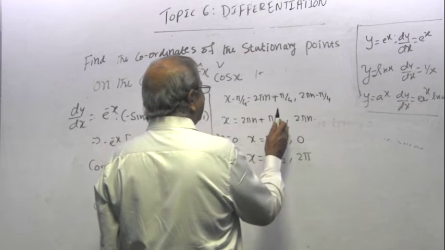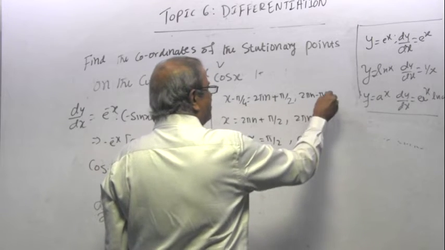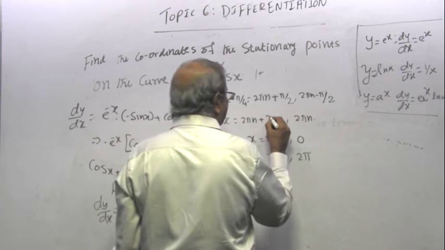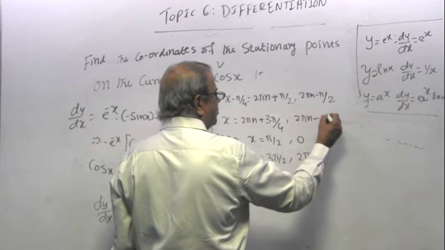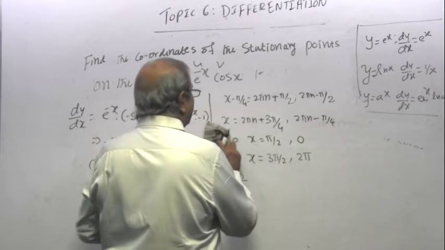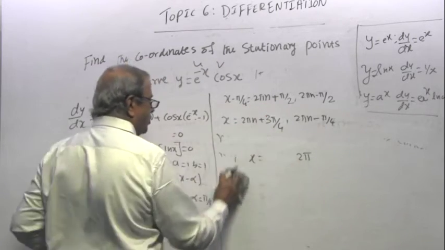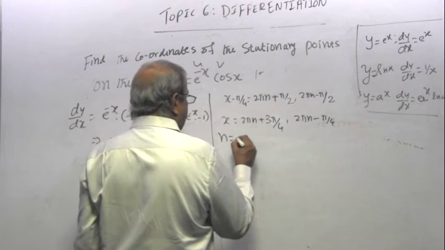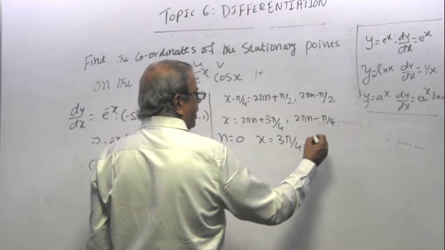Oops. This was pi over 2. That was pi over 2. I was wondering, where am I going wrong? Okay. That's 3 pi by 4 and that is minus pi over 4. Hey, one silly error. You know what? I wrote the PV as pi over 2. There I wrote it as pi over 4. Very clever. So therefore, n equal to 0, x equal to 3 pi by 4.